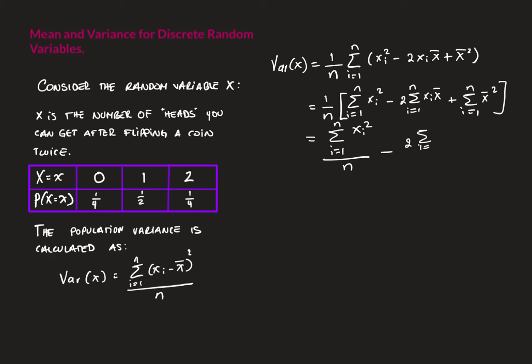sum from i equals 1 to n of, I'm going to take the mean outside of this sum because it has nothing to do with i. So the 2 x mean outside and xi remains inside, and I'm going to divide it by n. And the last one is going to be plus. I'm going to take the mean squared out of the sum because again it has nothing to do with i. So we can write it outside like this.